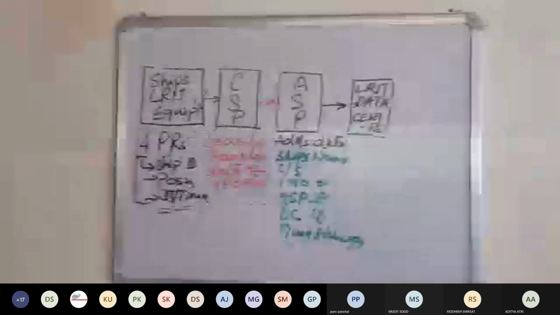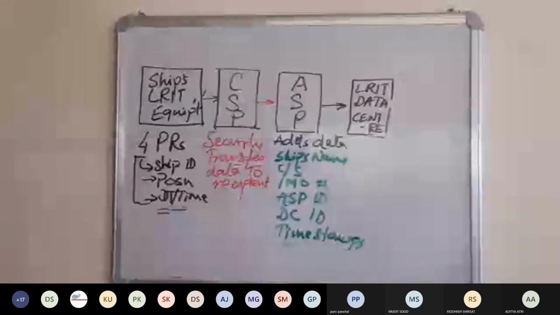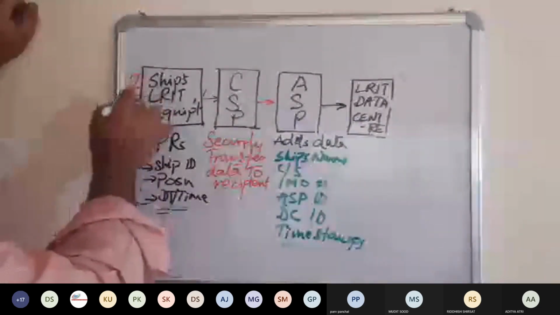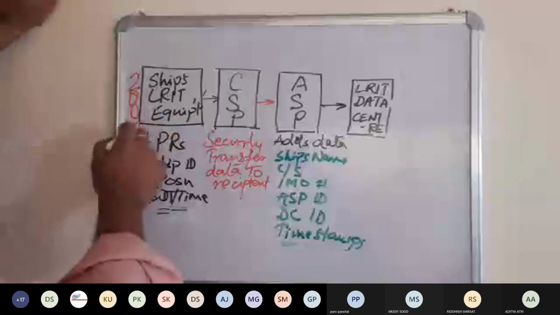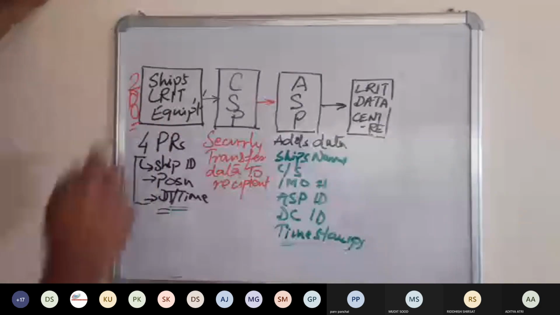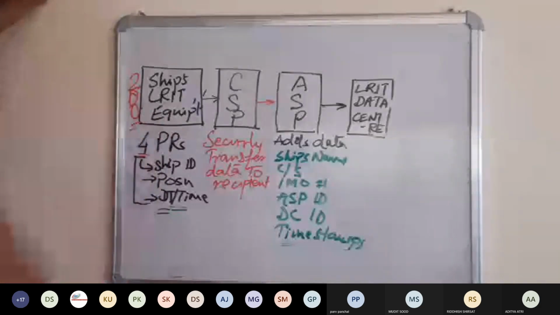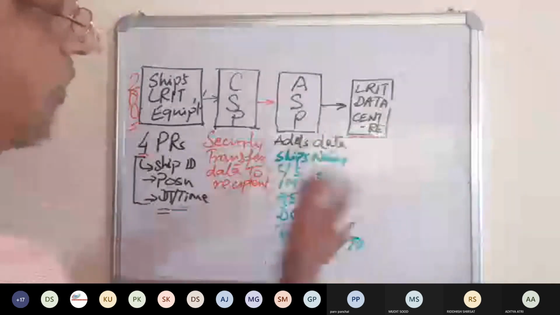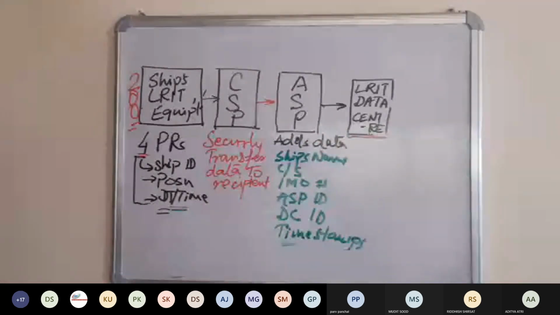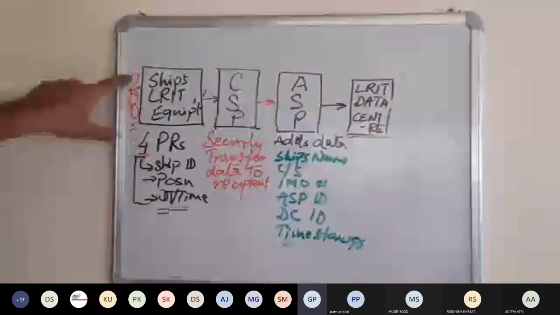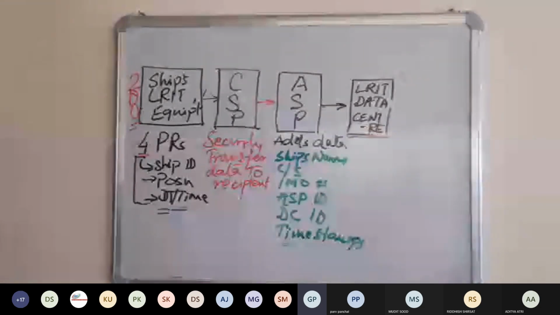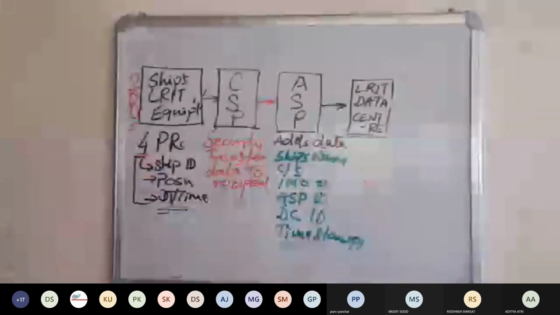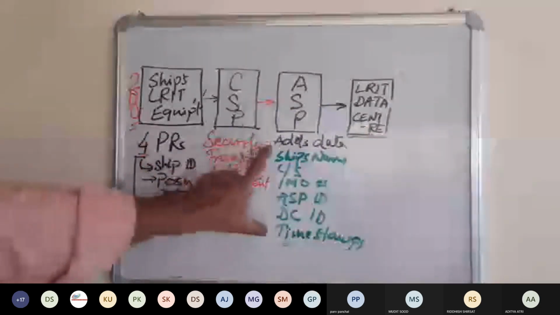So Indian flag registered vessels, let us say there are 200 ships. So all the 200 ships are transmitting 4 reports daily. So data center में कितने reports daily जमा हो जाएंगे? 800. 4 into 200, that is 800. 800 reports will be collected here.